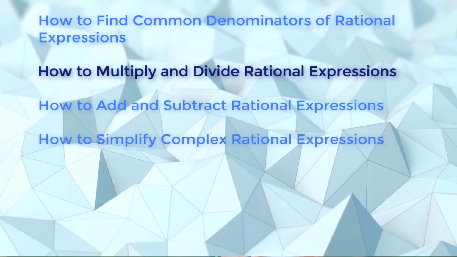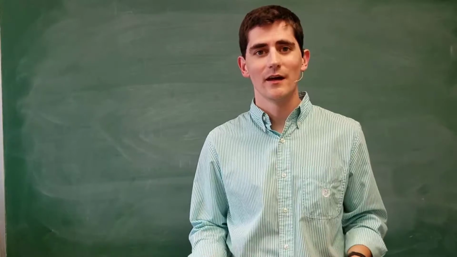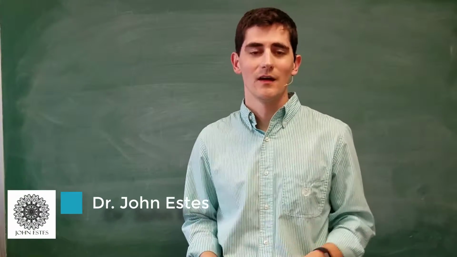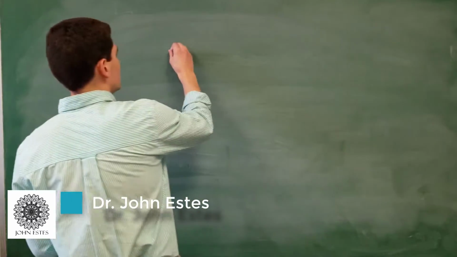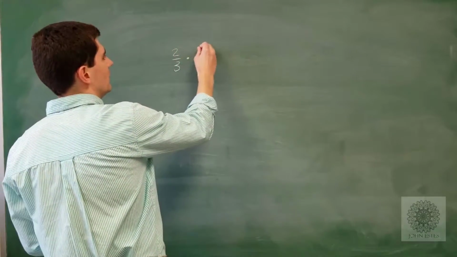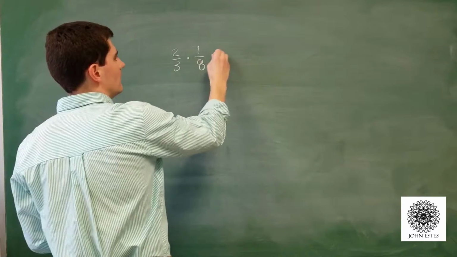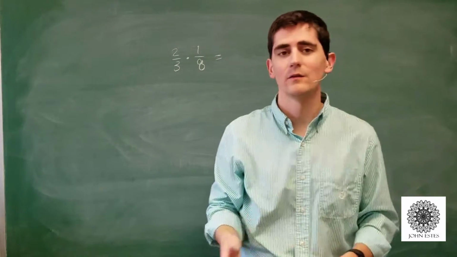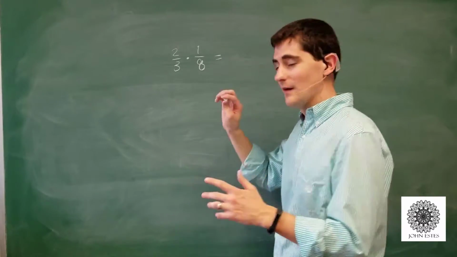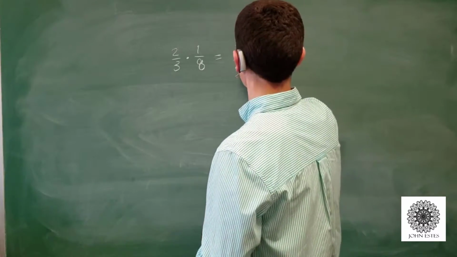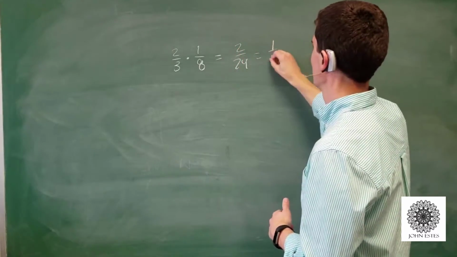Multiplying and dividing rational expressions is actually easier than adding and subtracting rational expressions, just like the same is true for fractions. For example, if I say 2/3 times 1/8, what do I get here? All I have to do is multiply the numerators and multiply the denominators. So here I get 2 over 24, which we can reduce down to 1/12.